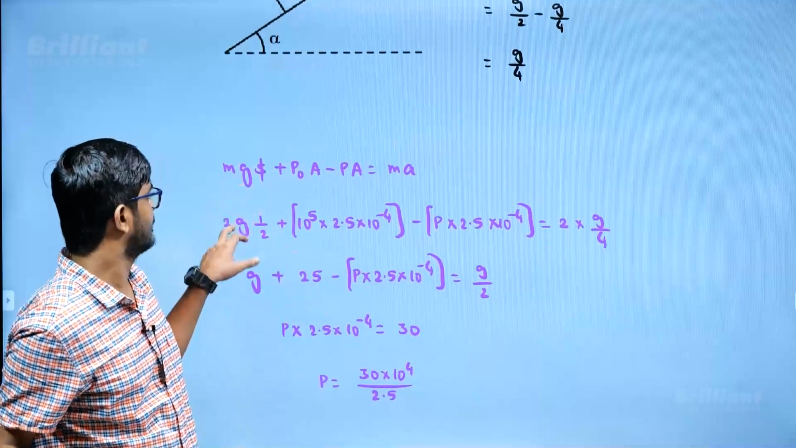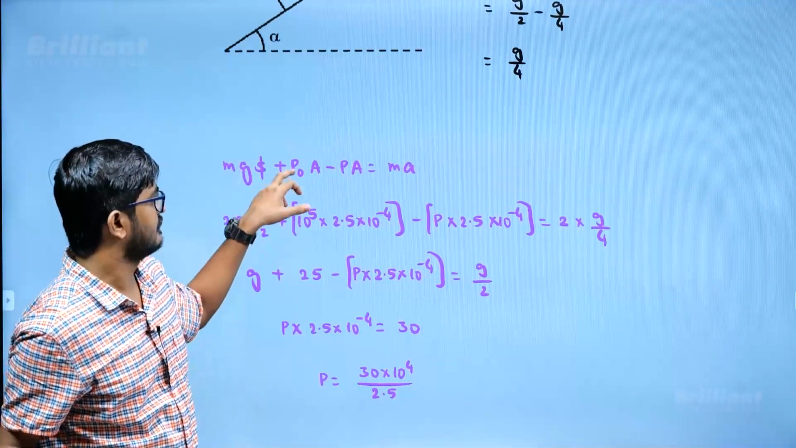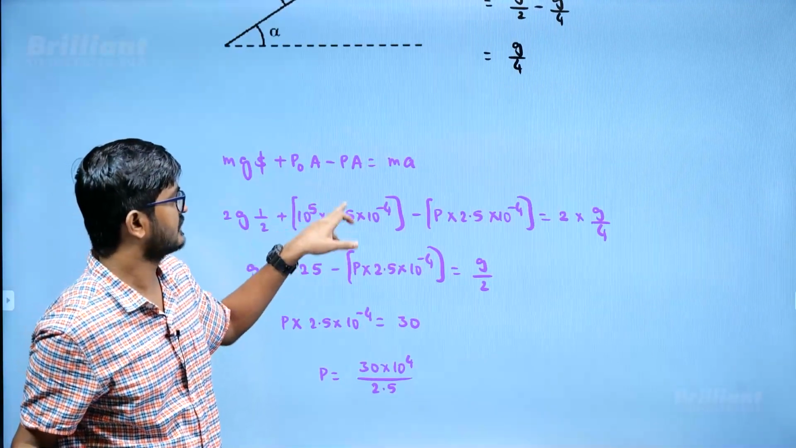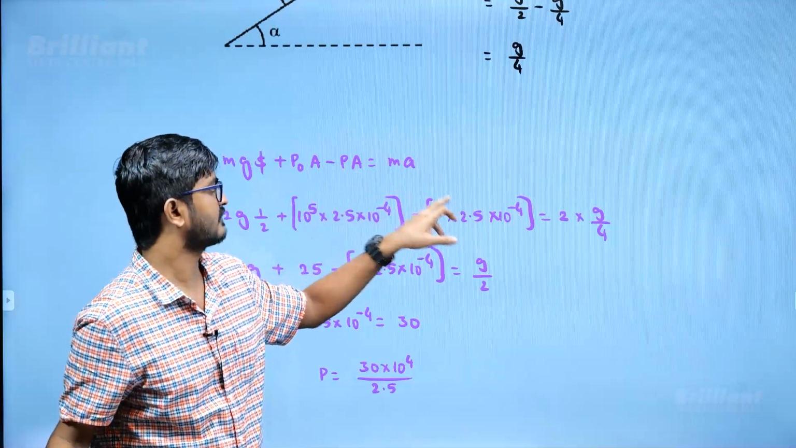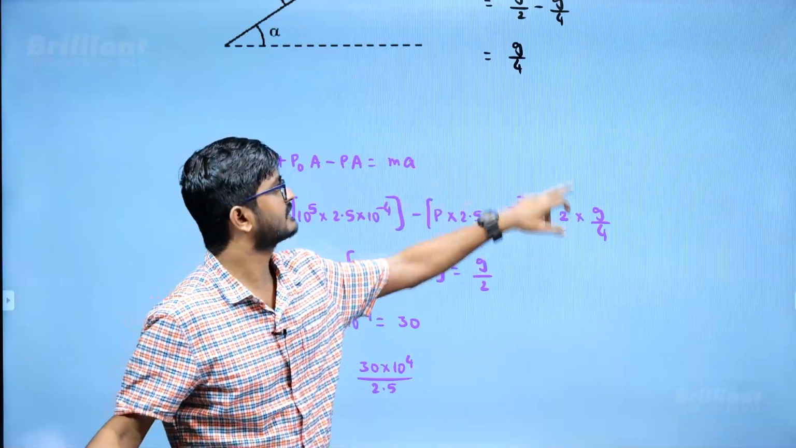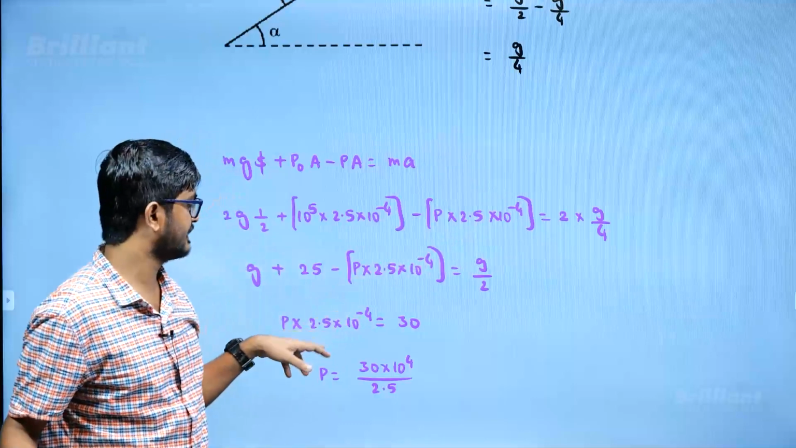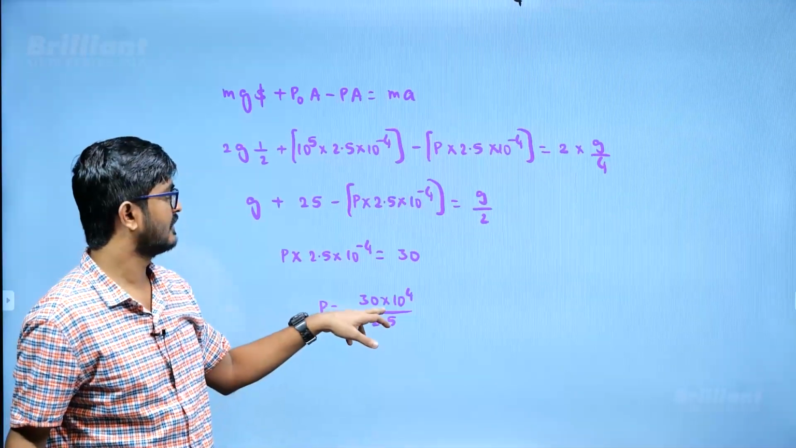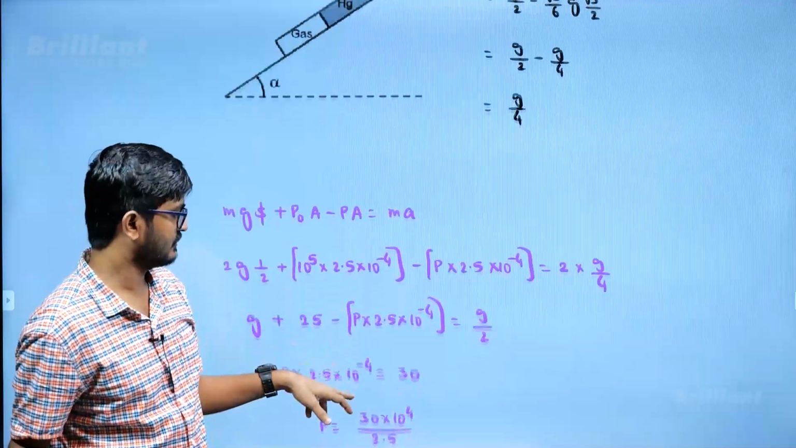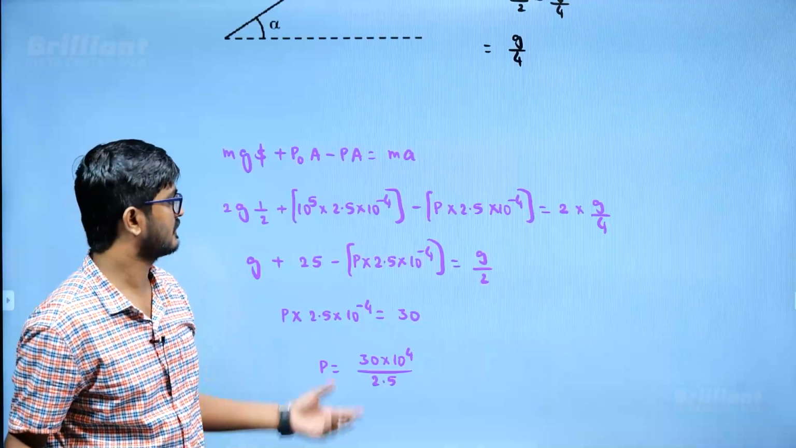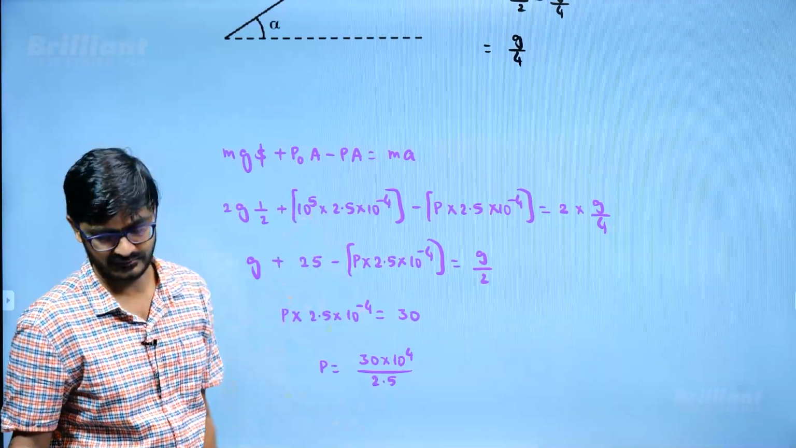The m value is given, the g value you know, sin theta, atmospheric pressure and area of cross section are given. This is what you need to find. The area of cross section is given, mass is given, and this acceleration we have found. So when you calculate it, you will get P as 1.2 times the atmospheric pressure. Atmospheric pressure is 10 power 5, right?